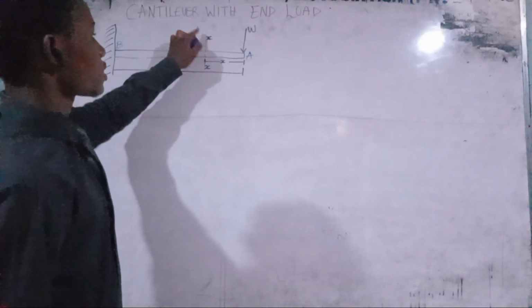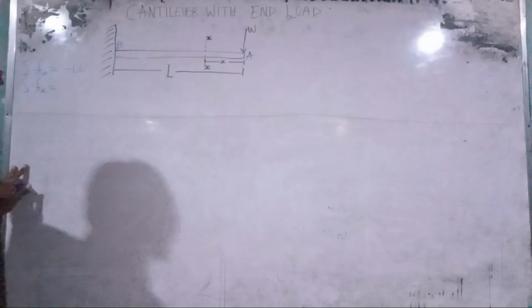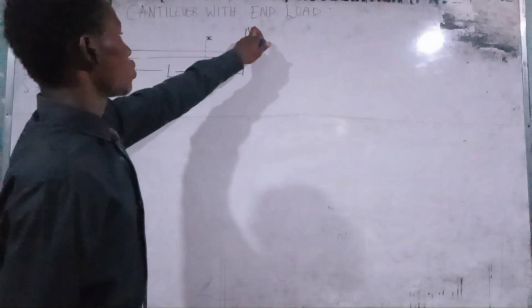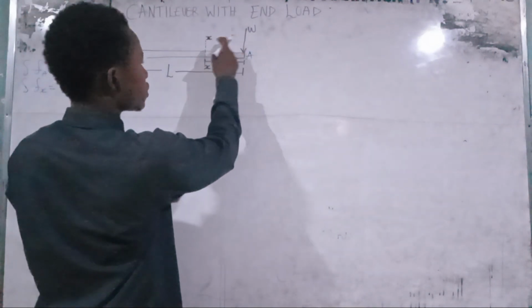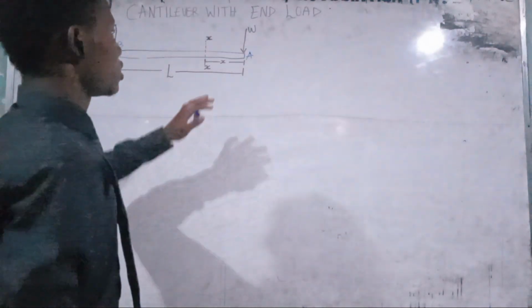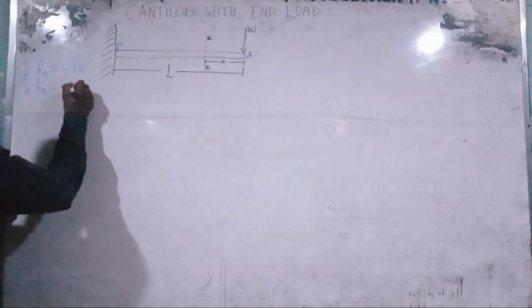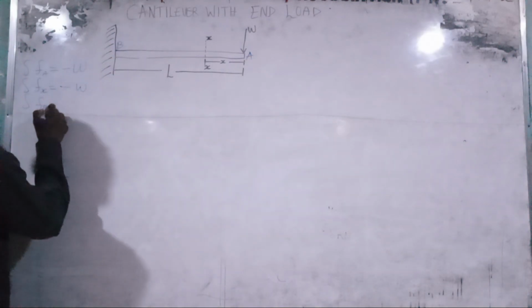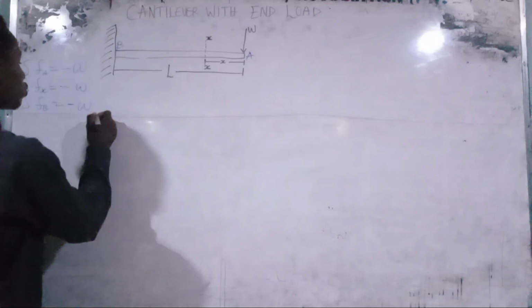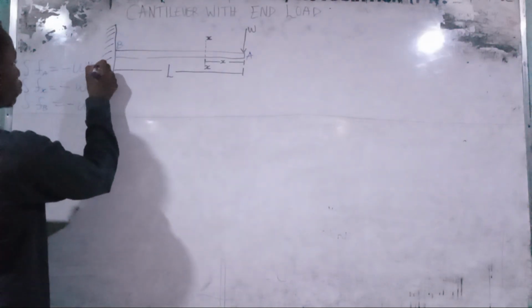Then our shearing force at the cross section that we have here, our shearing force at X, would also be equal to minus W, because there is no other load before the cross section. The only load that is there is W, so we have minus W. Our shearing force at B will still be the same thing, equal to minus W, and its unit is going to be kilonewton.